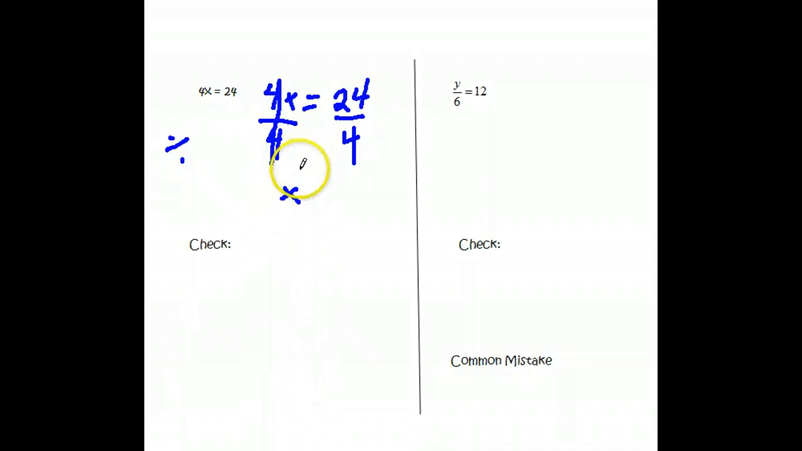Don't have to write that 1 in front. Bring my equal sign down. 24 divided by 4 is 6. Circle my solution. All right, now I'm going to check it.